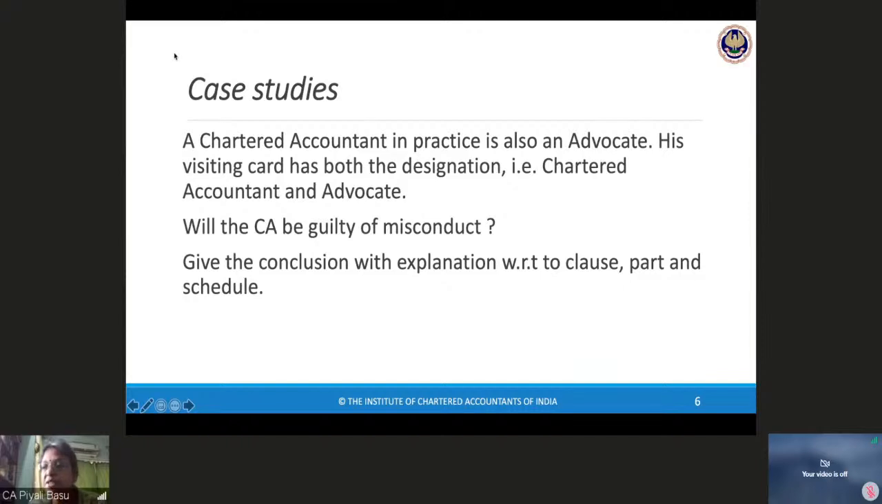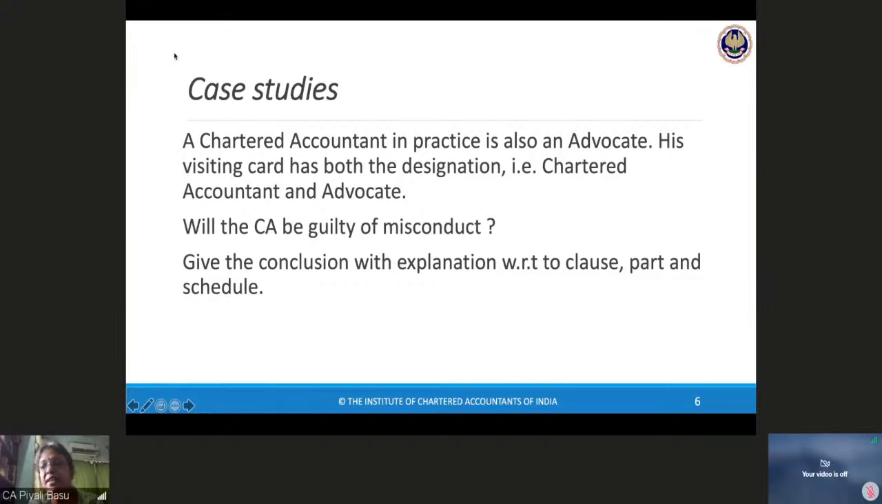Will he be guilty of misconduct? He will be guilty of misconduct under clause 7 because he cannot use both. Either he uses chartered accountant or he uses only the advocate. He might write advocate as a designation that he practices.